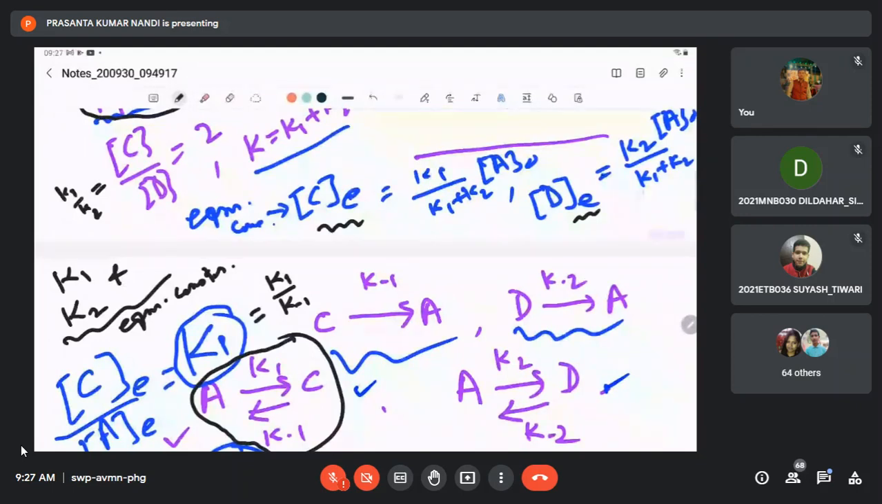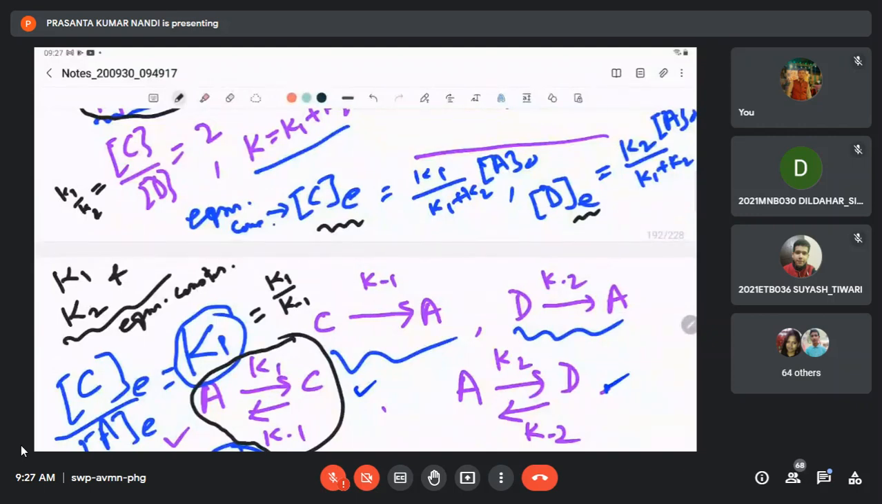Let us consider that A to C and C to A is also possible. That means the isomeric products are allowed to decompose or revert back to the reactants, which is A. So you can write like this.